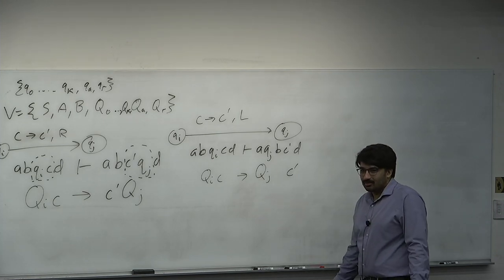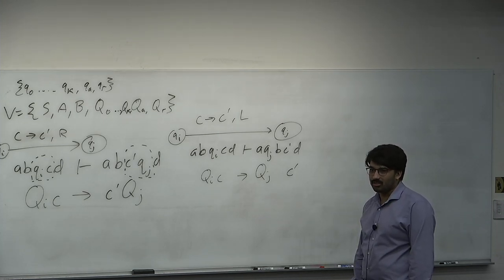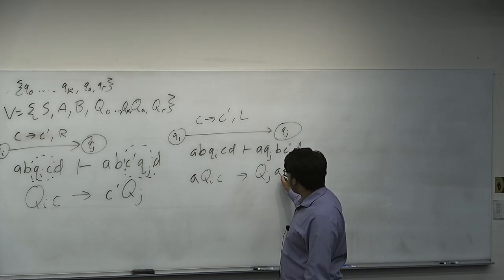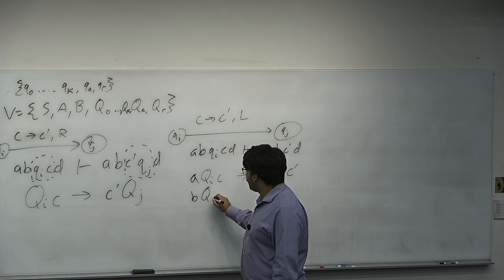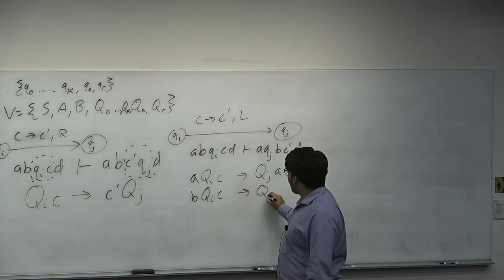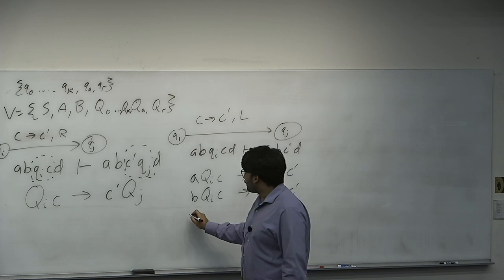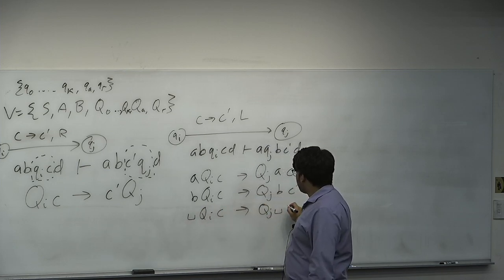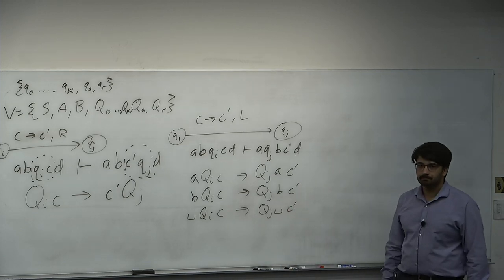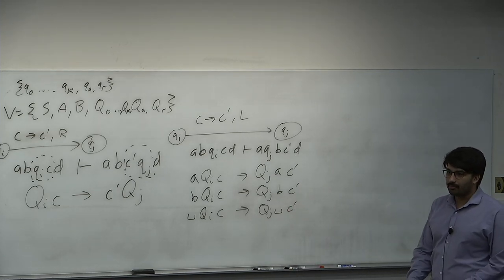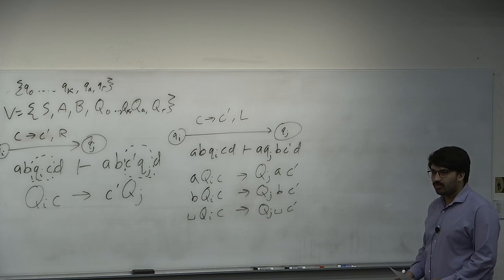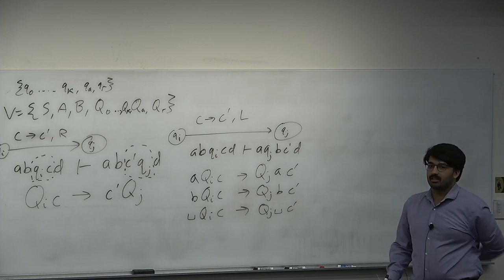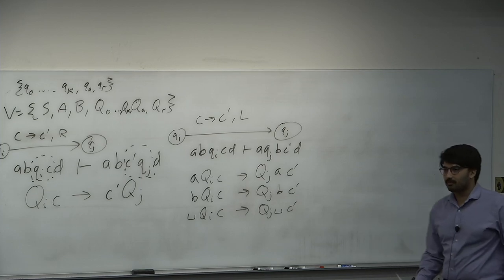But what's that something? We simply have to make one production for each possible thing that we see. So if it's A QI C, we do QJ A C prime. If it's B QI C, we do QJ B C prime. And if it's blank QI C, we go to QJ blank C prime. Left move correctly simulated, right move correctly simulated. Any questions on this? We've definitely simulated the intermediary steps, but we don't have the setup yet. Do we agree that this at least correctly simulates the intermediary steps of the Turing machine?